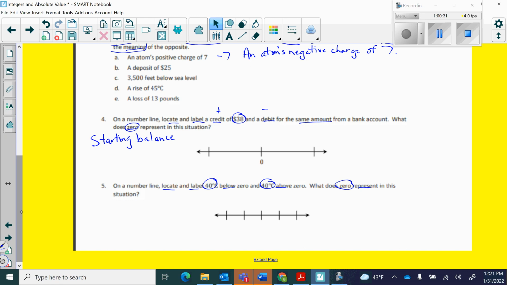Make sense? Any questions on your homework? So you know it's 2 pages. You know none of this is really hard. It should not take you long, okay?